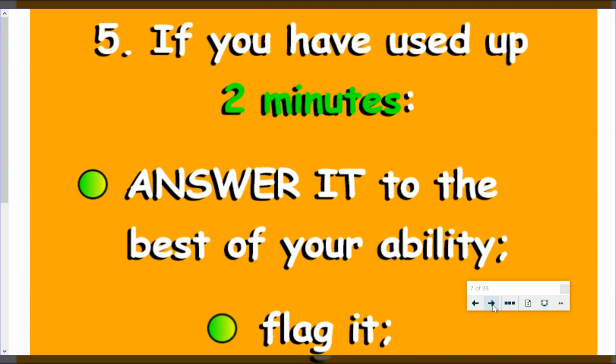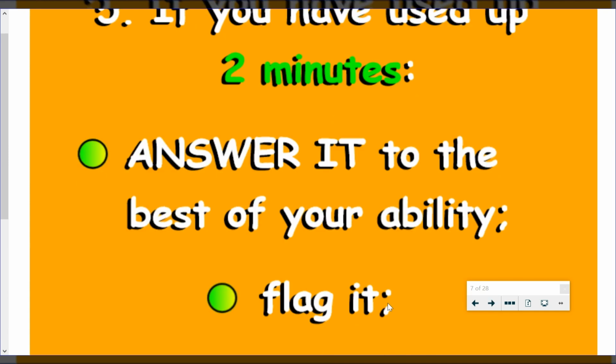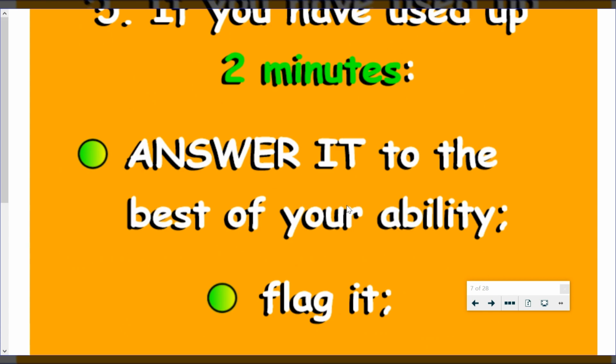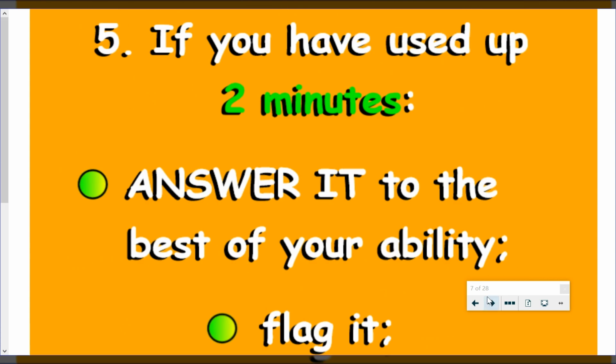Answer it to the best of your ability, flag it, and write the number down in the back of your login sheet. Remember, you'll have other questions that you will have flagged. This just allows you to come back and focus on the ones where you have struggled. You might come across the answer at some point through your journey through the remaining questions.